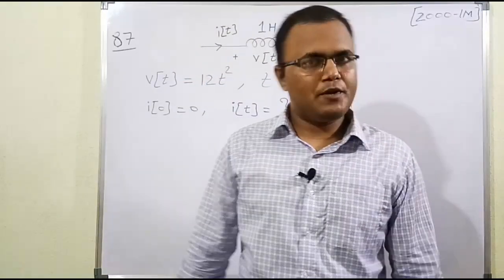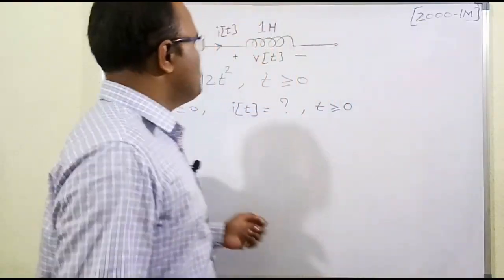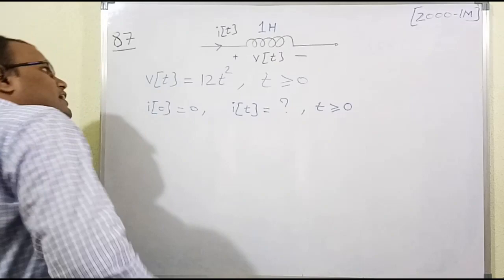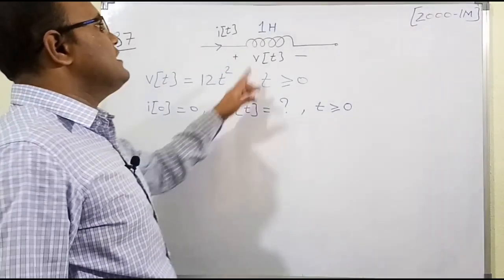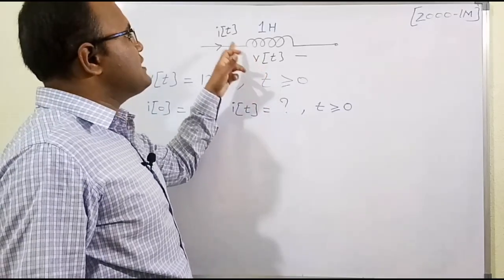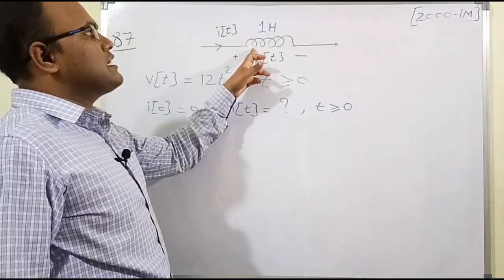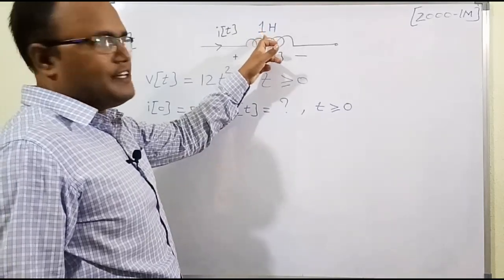After solving the previous problem, now let's move forward to do another numerical. The numerical number is 87. In this numerical, they have given an inductor. In the inductor, the voltage across the inductor is V of t and the current in the inductor is I of t. The inductance is 1 Henry.